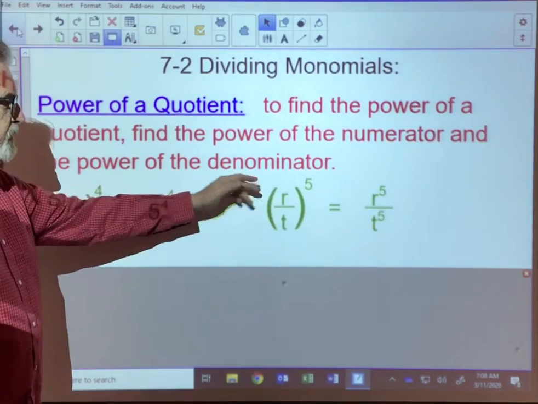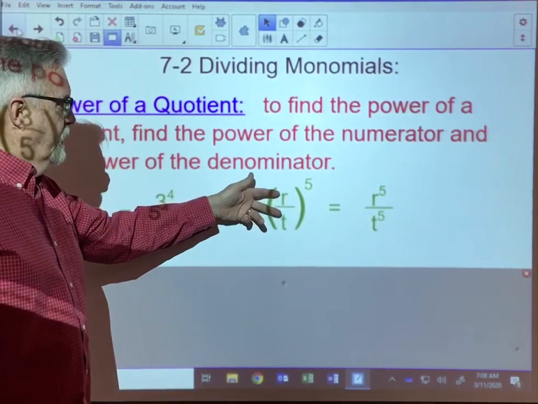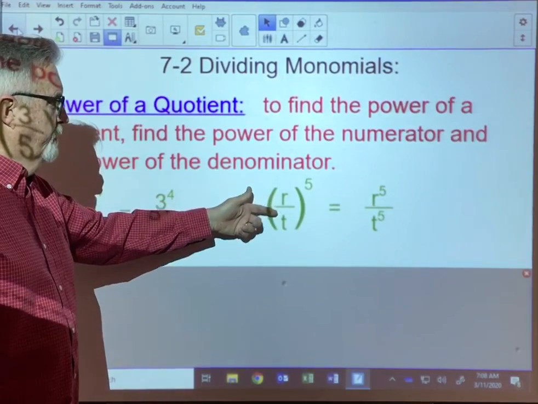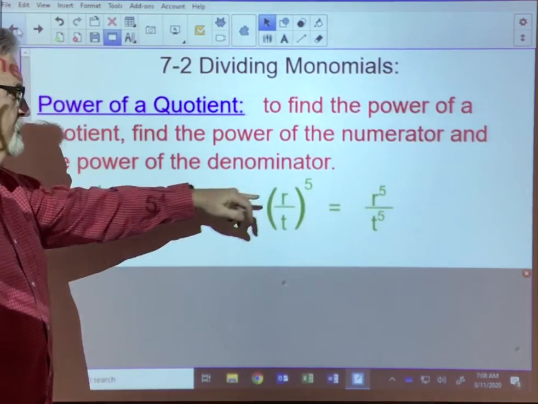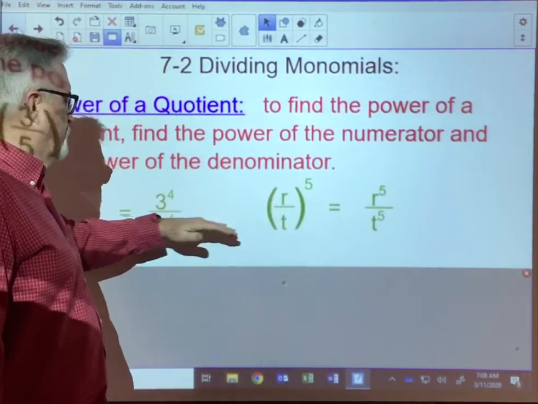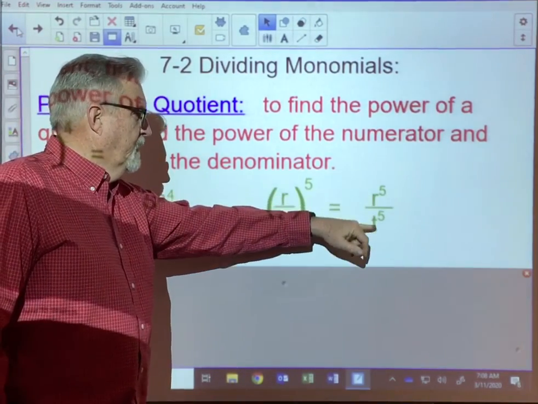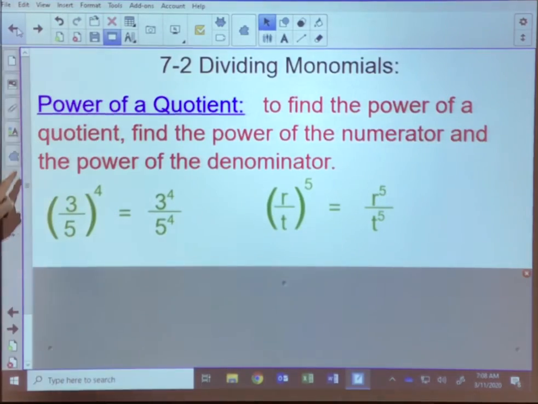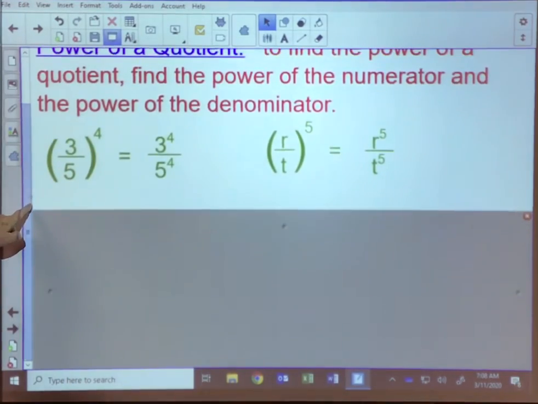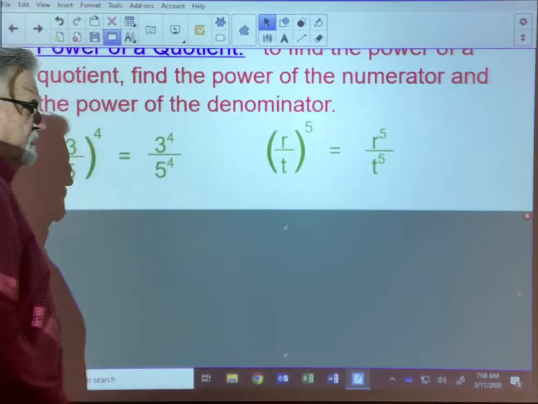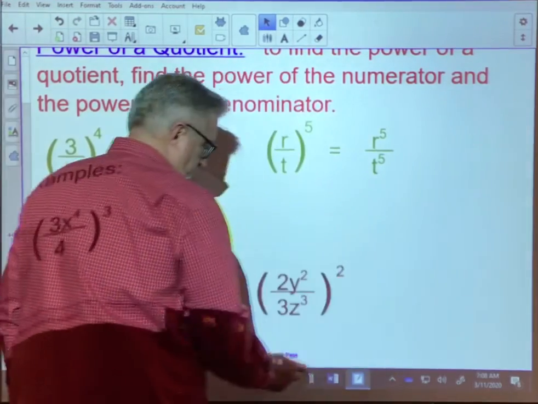Represented here algebraically with variables, here is our quotient of r divided by t raised to the fifth power. And as we said before, the power has power over both the numerator and the denominator. Let's work a couple of examples of this so you can get an idea of how it works.